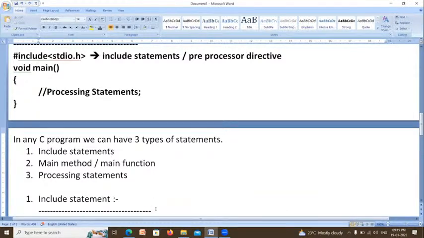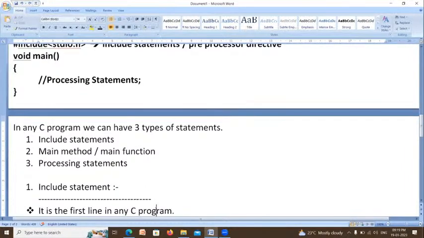The different parts of C program: one is include statement. Second one is main method, also called as main function. Third one is processing statements.